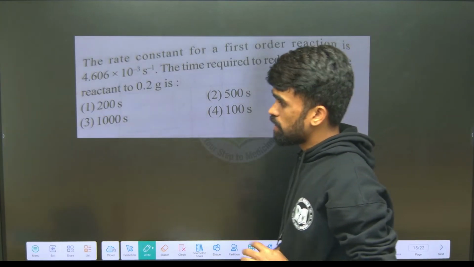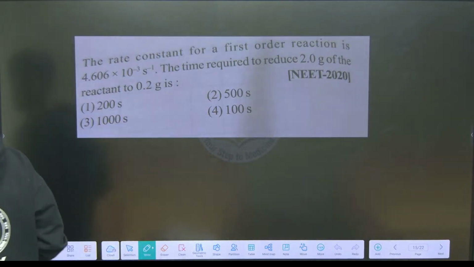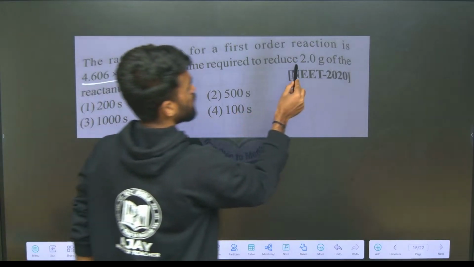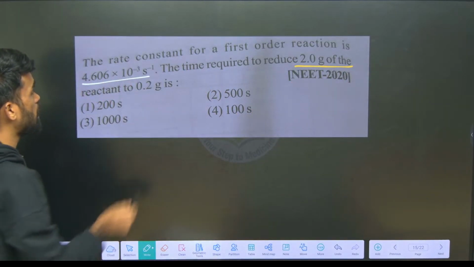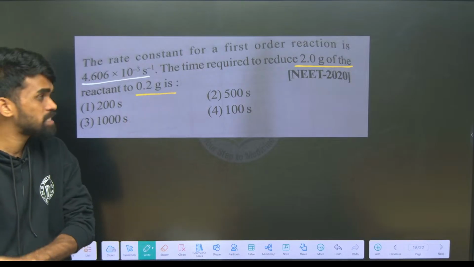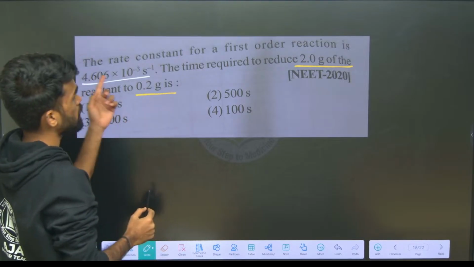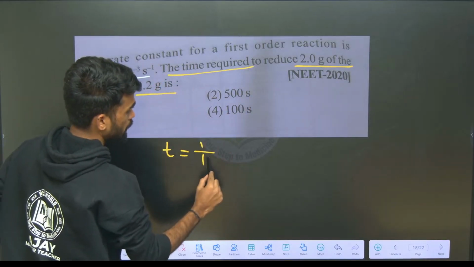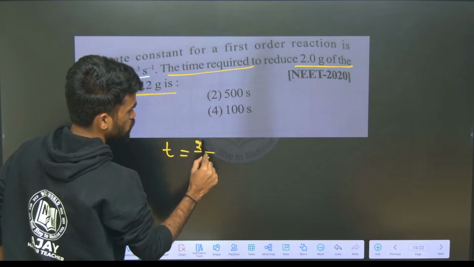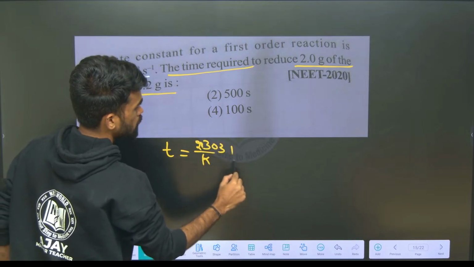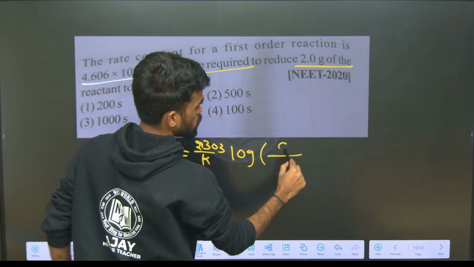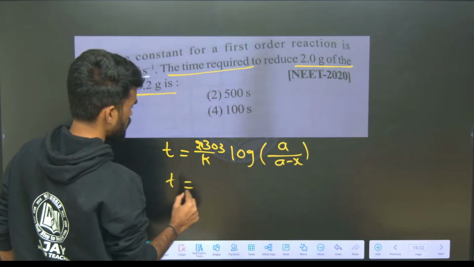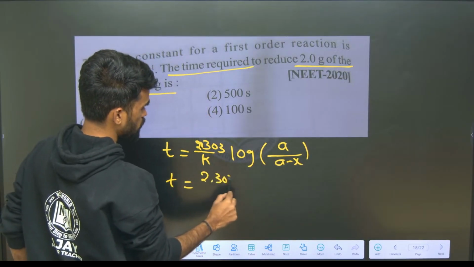Next, look at this. The rate constant for a first order reaction is this much. The time required to reduce 2 grams of reactant to 0.2 grams. Very easy again. They are saying the rate constant is given and they are asking for the time required, t. So t equals 1 by k into 2.303 log of the initial concentration of reactant a by a minus x. So t equals 2.303 by k.